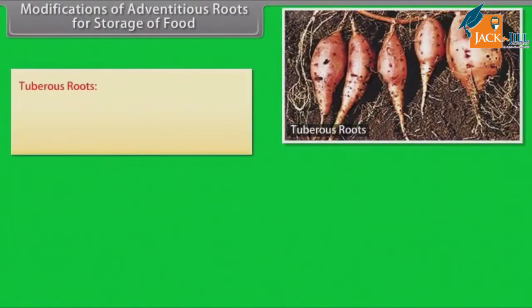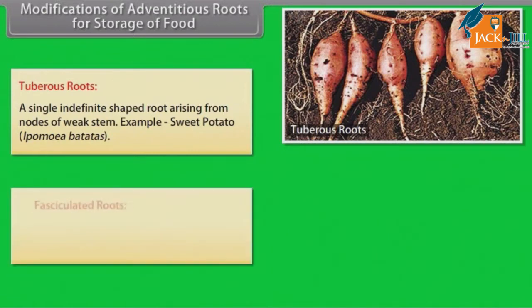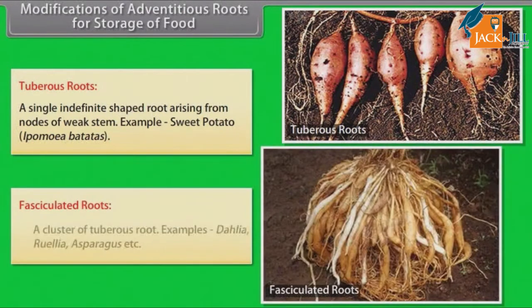Tuberous roots. A single indefinite-shaped root arising from nodes of weak stem. Example, sweet potato. Fasciculated roots. A cluster of tuberous roots. Examples, dahlia, Zeolia, asparagus, etc.